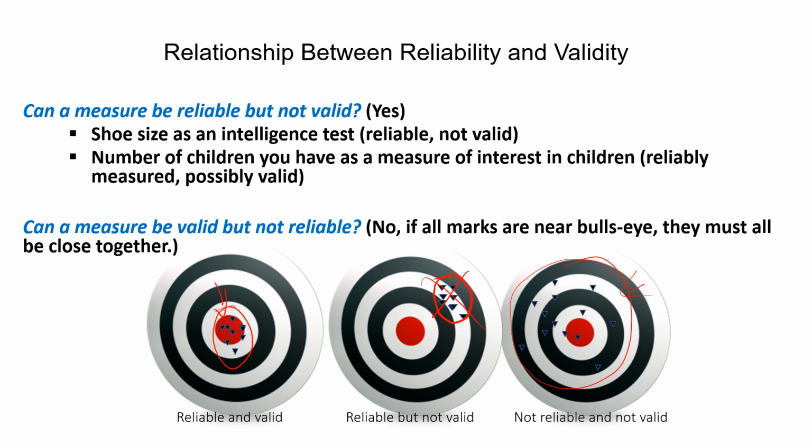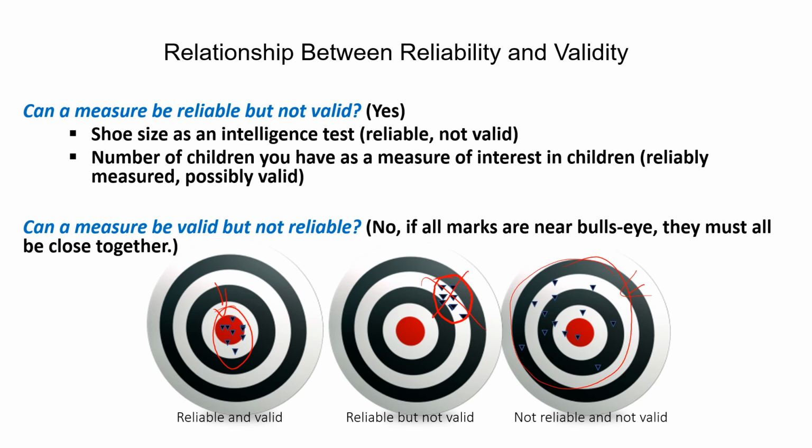Which gets you to, can a measure be valid but not reliable? No. Because if all marks are near the bullseye, they must be close together, so it must be reliable. Even though some are hitting the bullseye, enough are not hitting the bullseye to undermine validity. So if you're not reliable, you can't be valid, but you can be valid and reliable, and you can be reliable but not valid. I hope that makes sense. These are the three different possible outcomes.